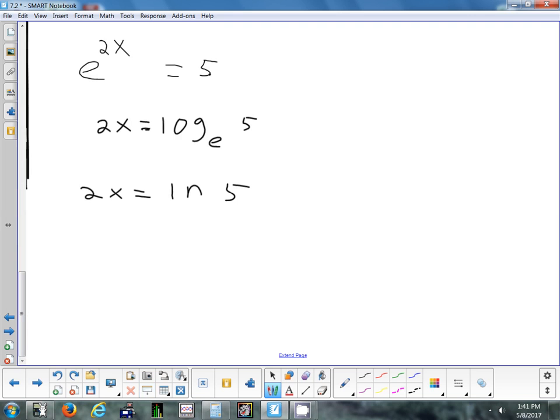So change that to ln. And now we almost have our answer. We just don't want the 2 next to x. So how do we get rid of the 2? Yeah, just divide by 2. And that's the answer.